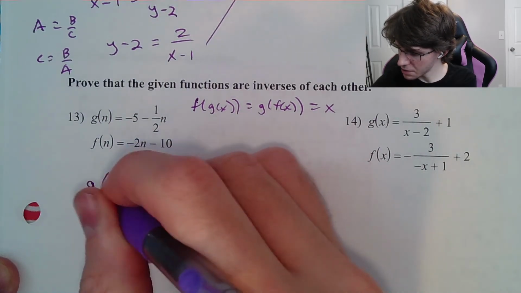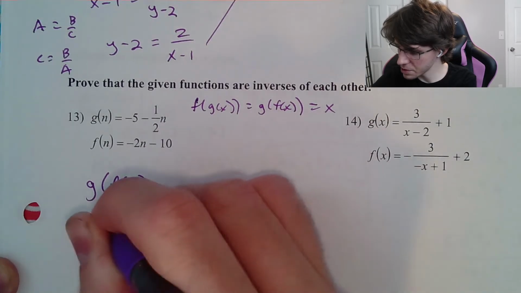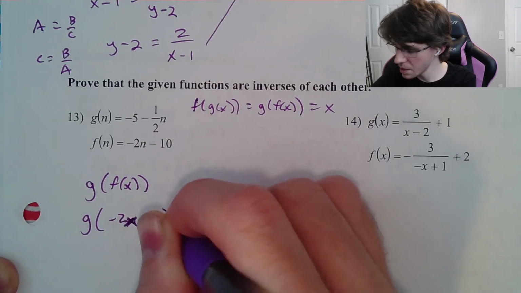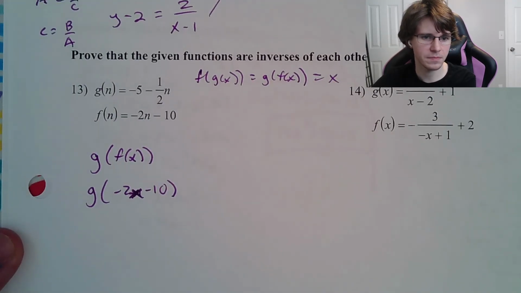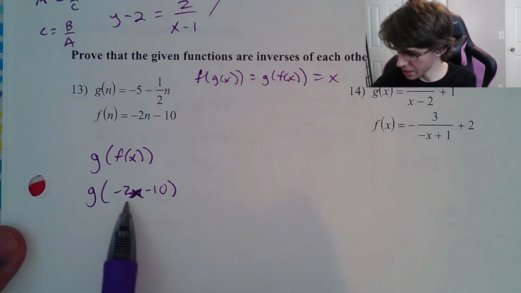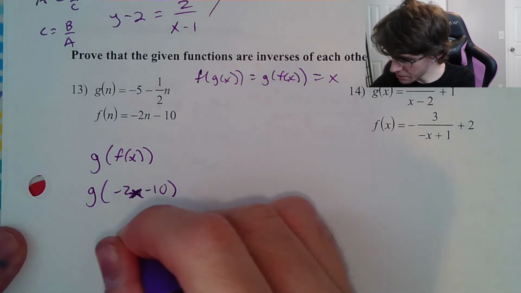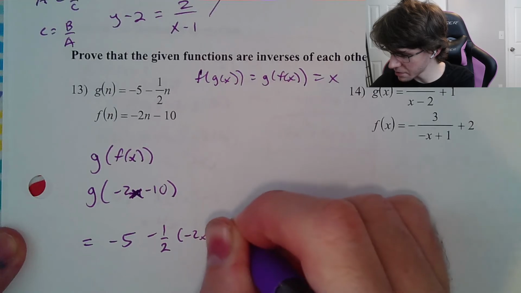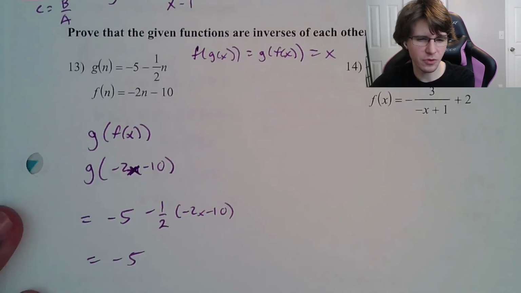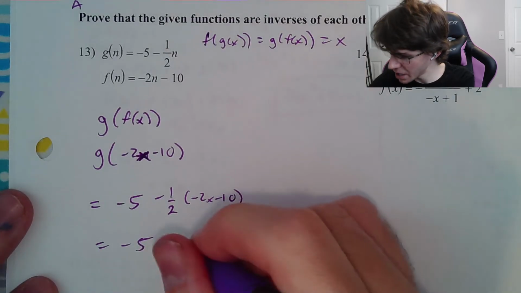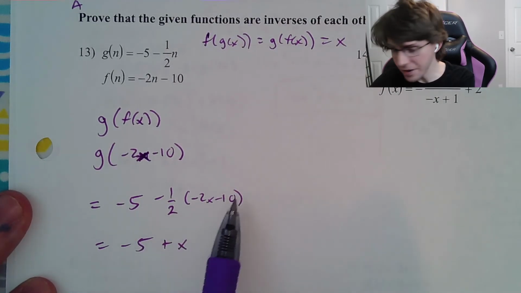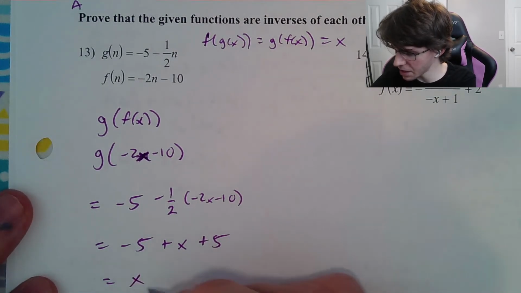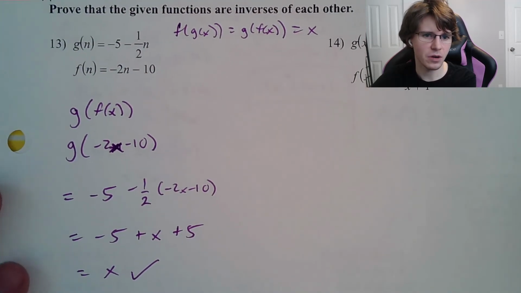So first of all, g of f of x for this first one is going to be g of negative 2n minus 10, negative 2x minus 10, sorry. We're using x's instead of n's. Then you're going to plug that negative 2x minus 10 right there. So we have negative 5 minus 1/2 times negative 2x minus 10. Distribute that negative 1/2. Negative 1/2 times negative 2 is positive 1, so we get positive x. Negative 1/2 times negative 10, well, that's positive 5. And guess what? Negative 5 plus 5 cancels out, and you just get x. So there we go. We have that guy.